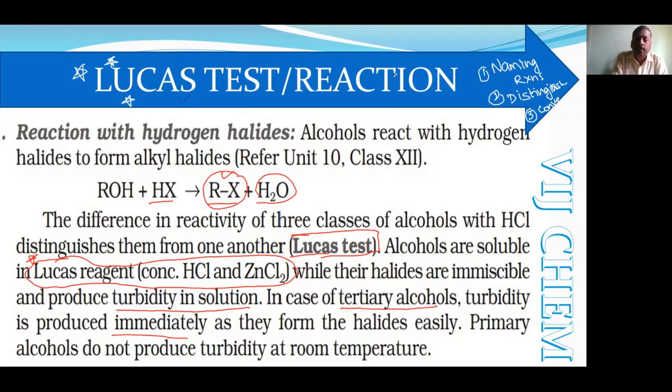Primary alcohol will not give turbidity at room temperature, but it will give it on heating. Secondary alcohols will produce turbidity after a few minutes. And the fastest is tertiary alcohol, which produces turbidity as soon as you add the Lucas reagent to the alcohol. This way we can distinguish any alcohol. Anyhow, we are going to solve those questions clearly in our distinguishing class. Now let's move on to the next part.